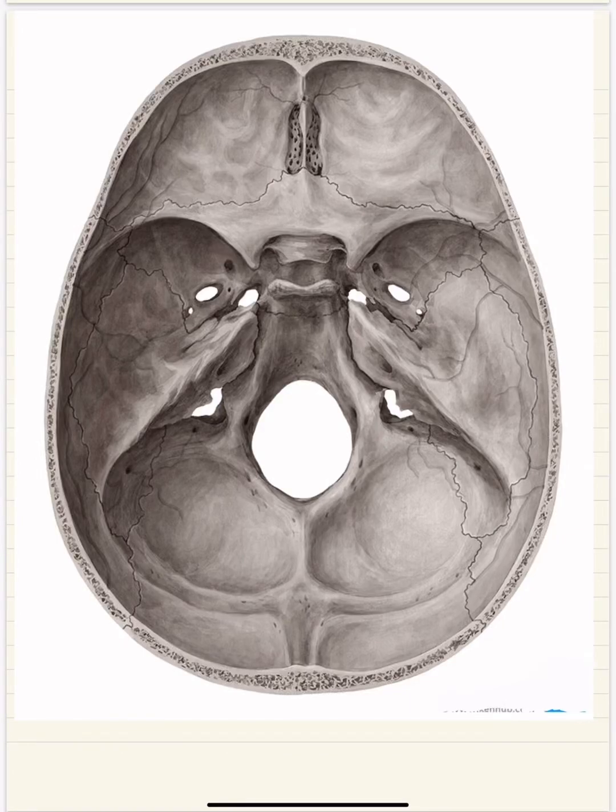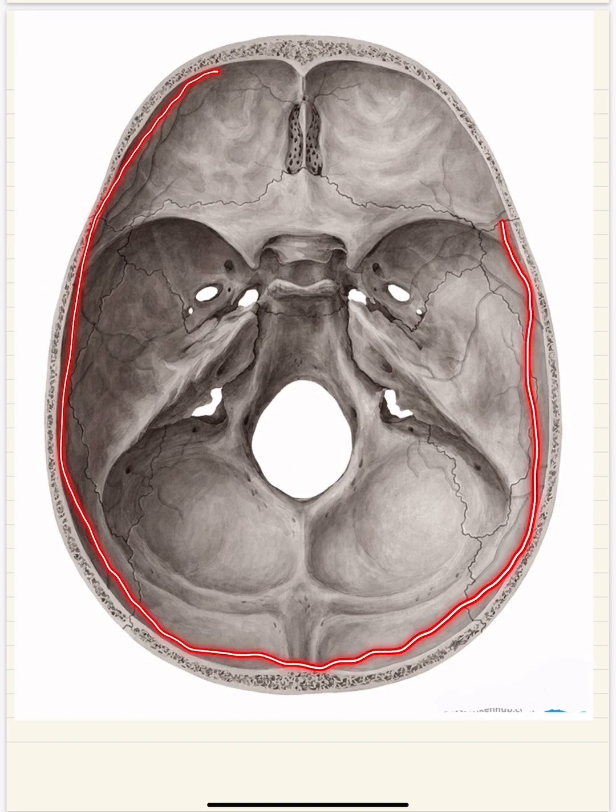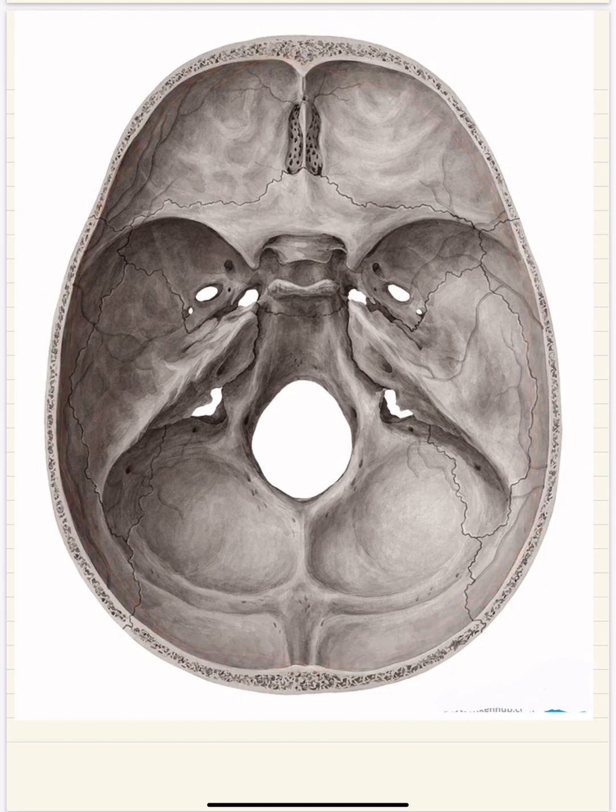Hello everyone, in this video we are going to discuss the anatomy of the skull, mainly the cranial cavity. It is the space in our skull where the brain and various neurovascular structures lie. The cranial cavity is divided into three fossae, namely the anterior cranial fossa, middle cranial fossa and posterior cranial fossa.